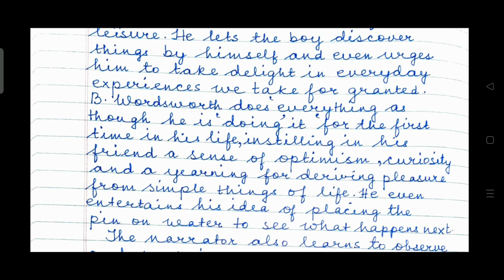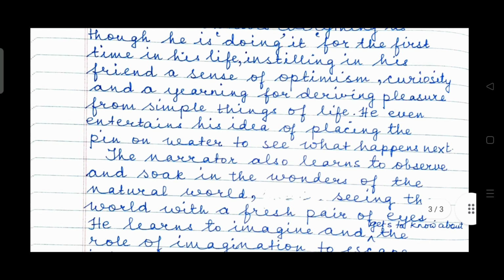He even entertains his idea of placing the pin on water to see what happens next, teaching him to discover things on his own, to think about the things that he observes around him. The narrator also learns, the second lesson, to observe and soak in the wonders of the natural world, seeing the world with a fresh pair of eyes.